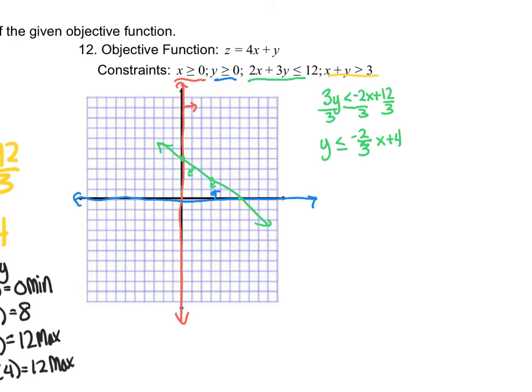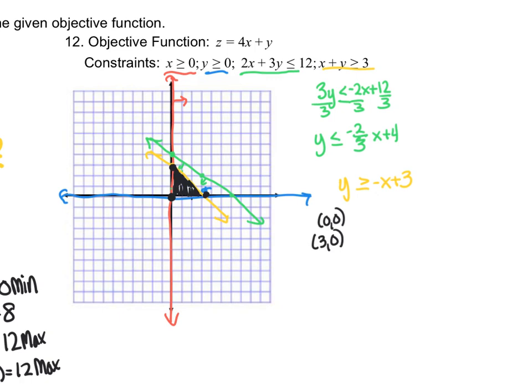And let's talk about this one. y is greater than or equal to negative x plus 3. So 1, 2, 3, then down 1 over 1, down 1 over 1, down 1 over 1. It looks like our shaded region, if we look at all of these, is right here. So let's talk about our vertices. Obviously 0, 0 is one. Another one is 3, 0. And we have one more up here, which is 0, 3.